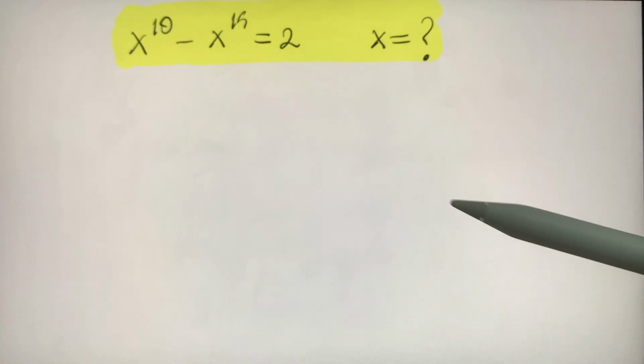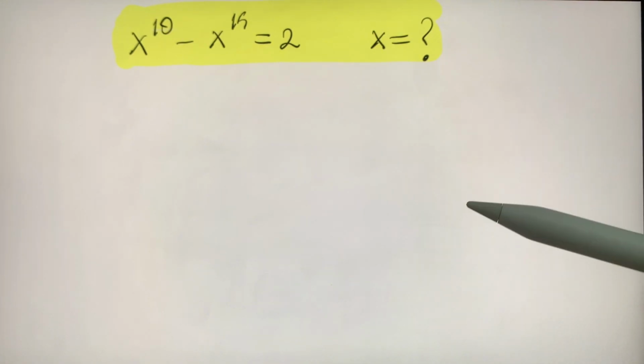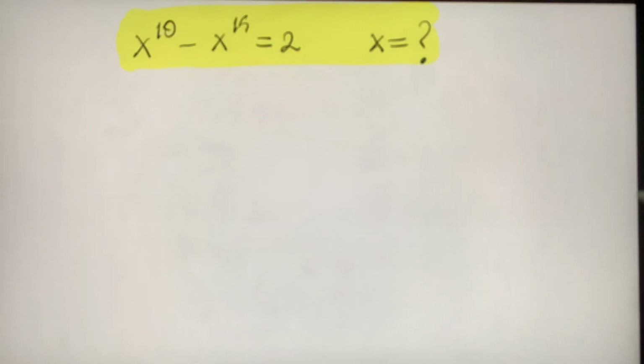What did he give us in the question? x to the 10 minus x to the 15 set equal to 2, and he wants us to find the x values.